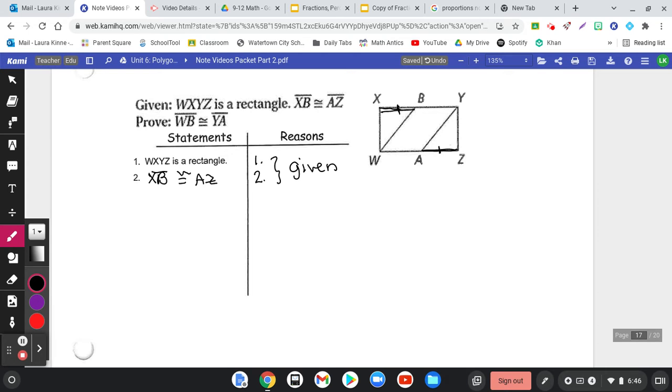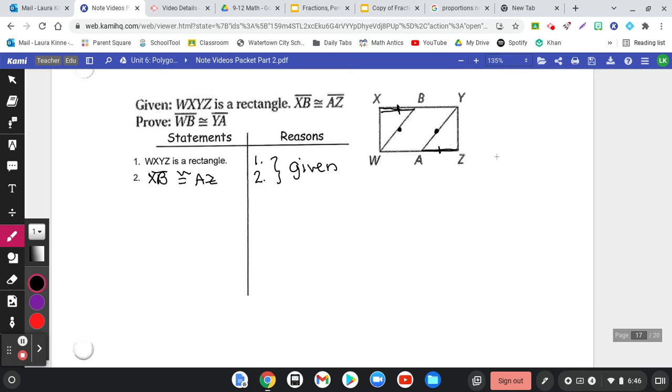Okay? Now, we're trying to prove that WB, and I'm not marking it as congruent because we haven't proved it yet, this is what we're trying to prove, is the same as this. So what I need you to notice is you have two right triangles here. So if we prove that they're congruent, we can prove that their parts are congruent by CPCTC. If you weren't here for the proofs unit, we'll talk about what that means. So let's address this rectangle.